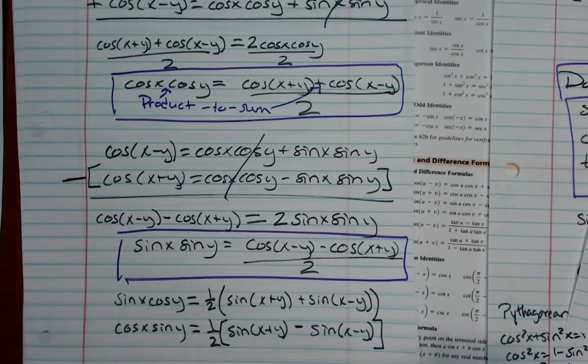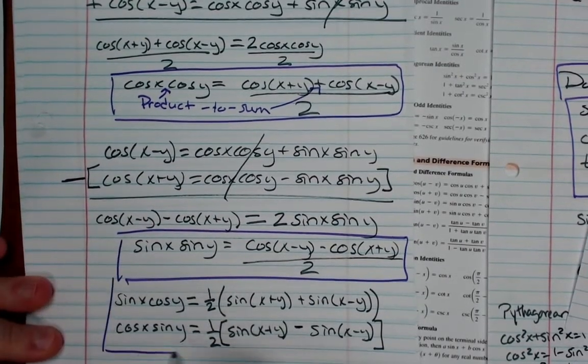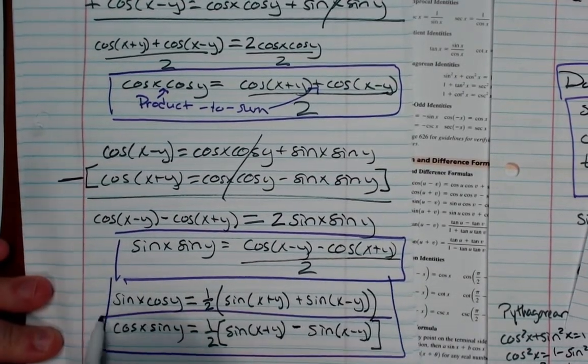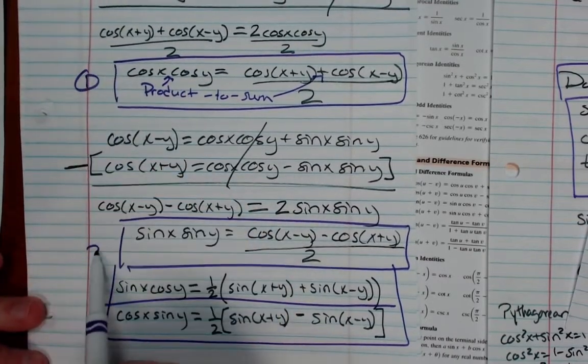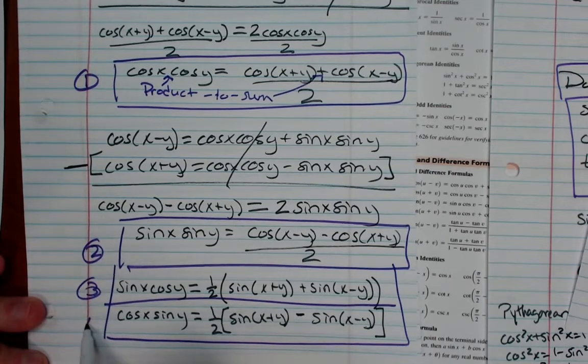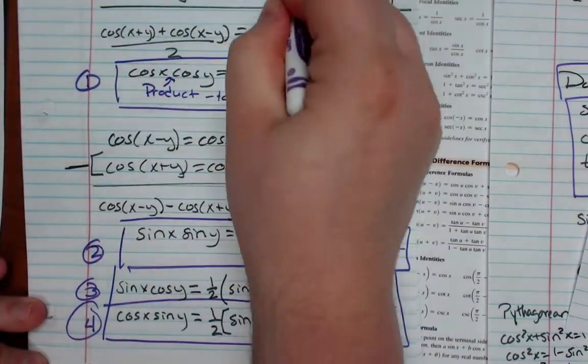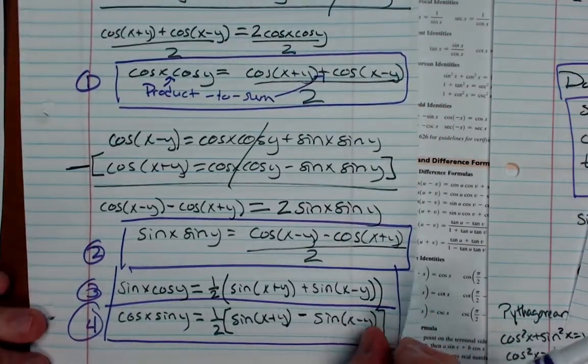Now really, something, no, I don't know where I was going with that sentence. That's not how I want to start it. But these are our 4 product to sum formulas. You have 1, 2, 3, 4 of our product to sum.